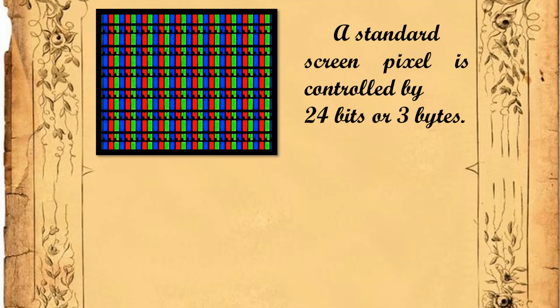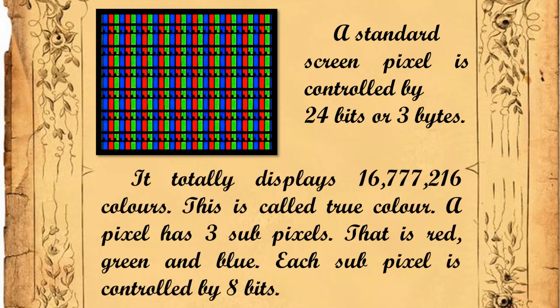A standard screen that we use contains a pixel which is controlled by 24 bits or 3 bytes. So, it can display 2^24 colors, or 16,777,216 colors. This is called true color because almost all the colors in the world can be displayed by this pixel.